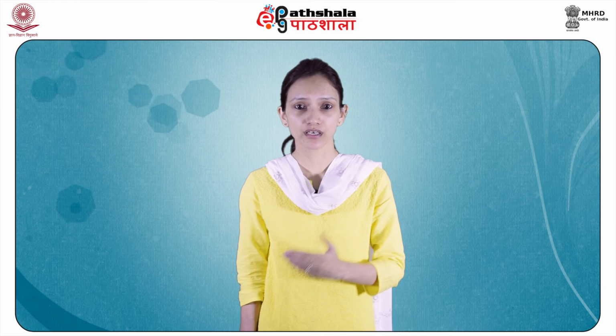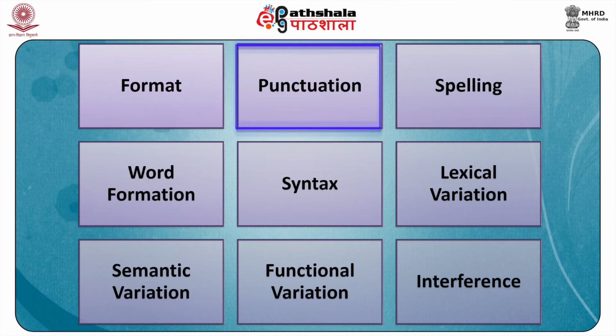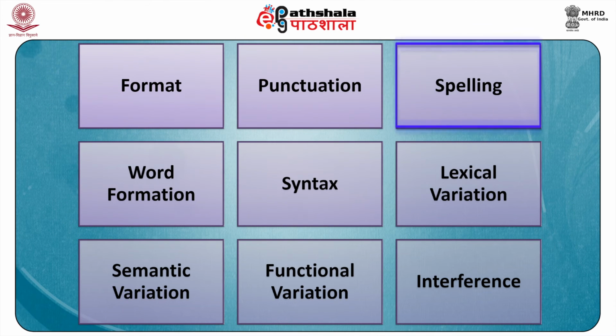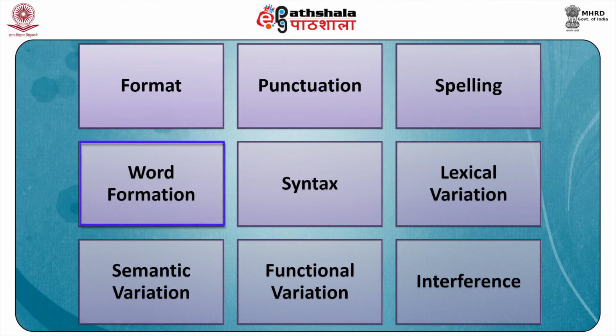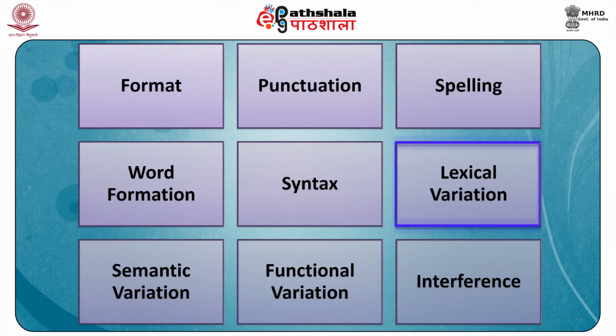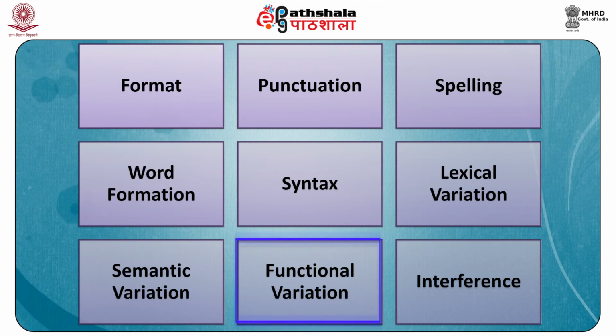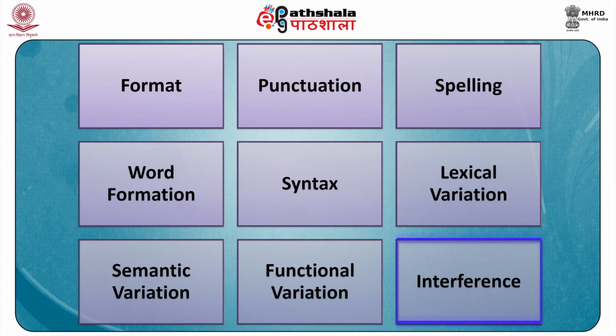Identifying style markers at all linguistic levels includes format, that is the layout of the document itself, margins, spacings, etc. Punctuation of all types; spelling, all the variety of patterned variants and mistakes; word formation including inflectional variation; syntax, sentence structure, coordination, subordination and punctuation; lexical variation, choices of words and phrases; semantic variation, semantic features of words, phrases and sentences; functional variation of language use, match between structure and function; interference, features from other languages present in English writing.